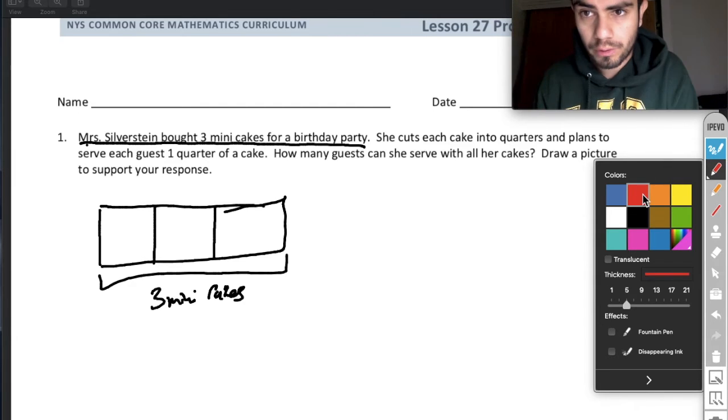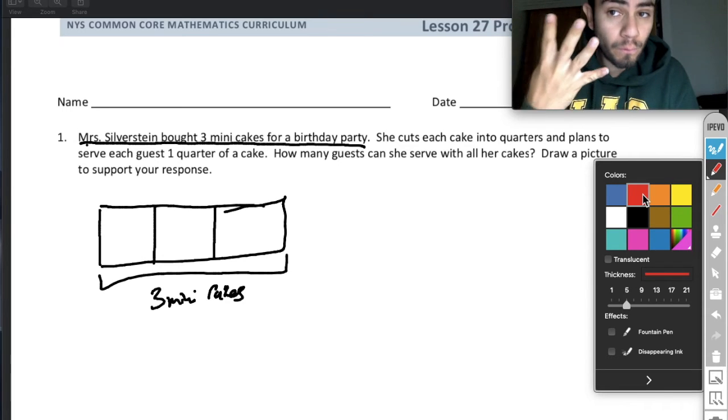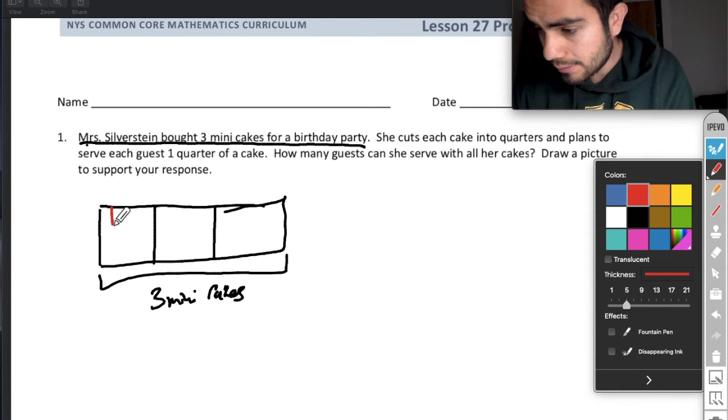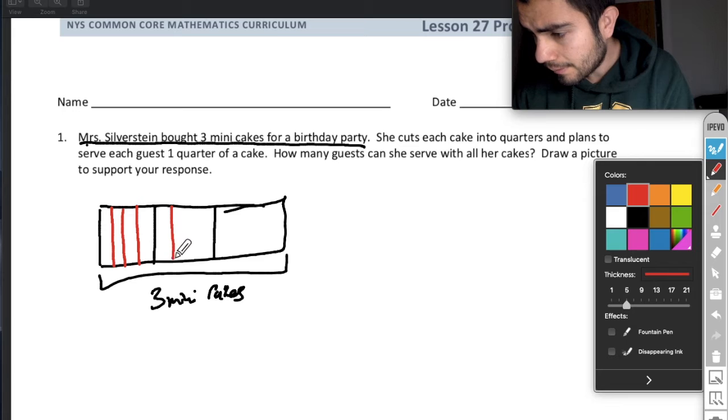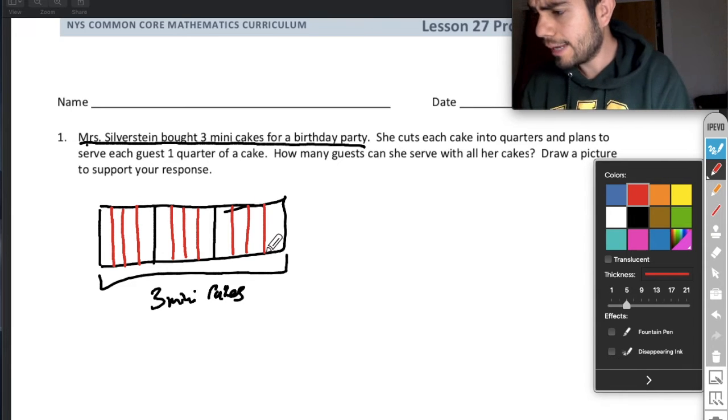into quarters. So when you hear the word quarters, that usually means 4. Okay, so she cuts each of her cakes into 4s. So let's go ahead and do that. 1 and 4, 4, and 4 equal pieces.